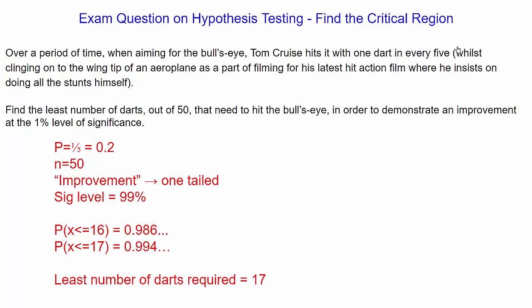Now that number, to be honest, you might be thinking is a little bit small out of 50. But what was the expected value? He was getting 1 dart in every 5. So if we're doing it out of 50, the expected value is 10. So actually 17 is quite a lot higher than the expected value of 10. So yeah, that kind of fits with our 99% or our 1% significance level.